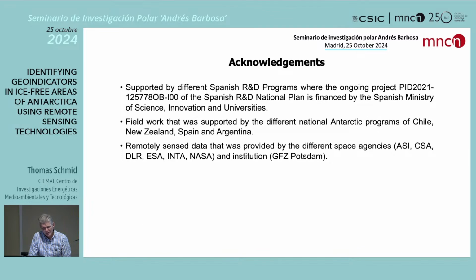And like this, just acknowledgements that we've been able to carry out all this work with a number of projects we've had. Also, always the field work is supported by the different Antarctic programs. Doesn't matter if you come from Spain, from Chile, from Argentina, from wherever. You'll always get the support. That's the great thing of Antarctica. And also the remotely sensed data, which is provided by all the different space agencies.